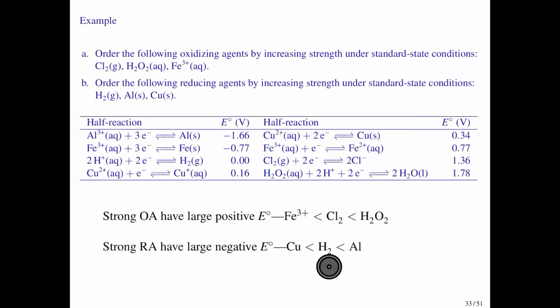The hydrogen is in the middle, and the copper has this positive value, and so it would be the weakest of those reducing agents.